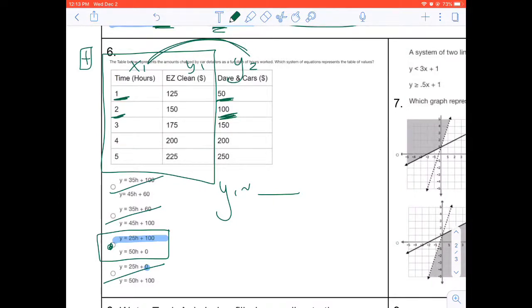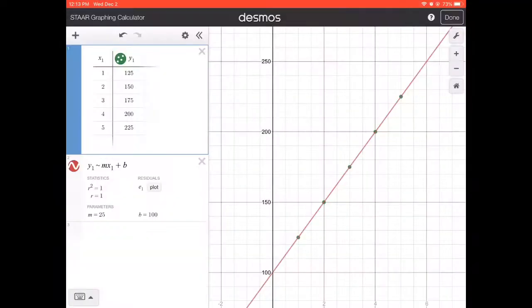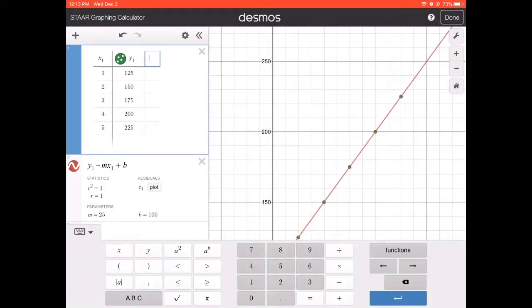So I can either add a third column or I can change the numbers in the column I already have. But I want to show you how to do this. So we're going to tap right next to y1, and I'm going to call that y2. And I can give it a name. And then we're going to type in the numbers. The numbers are 50, 100, 150, 200, and 250.